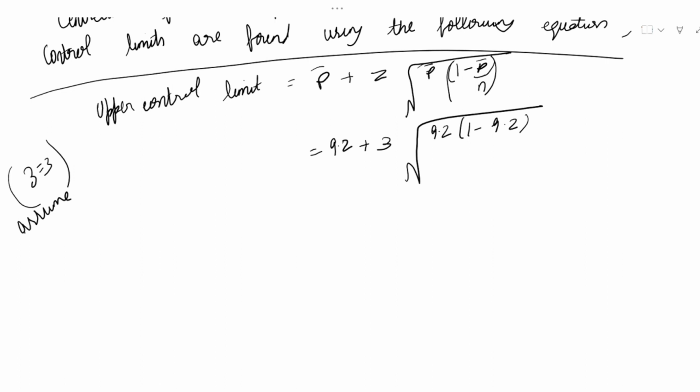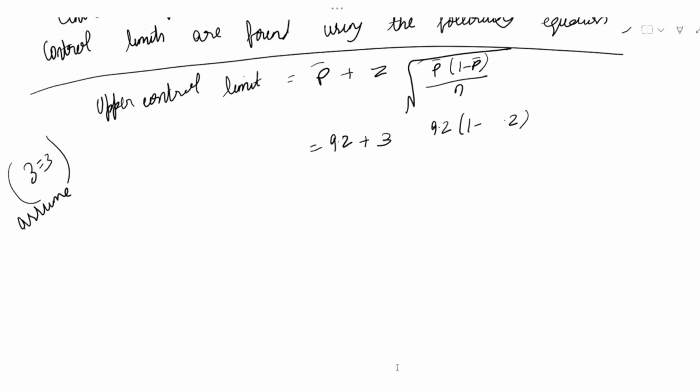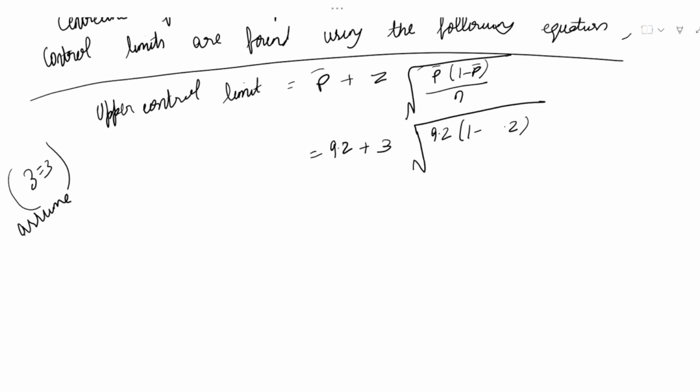Okay, it's correct. Z, P bar, 1 minus P bar by N. So this will be 9.2, 1 minus 9.2 by 300. Now this will be approximately 18.159.